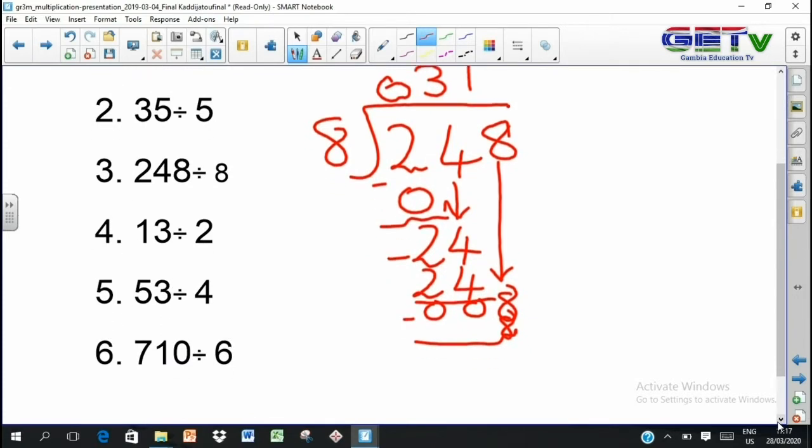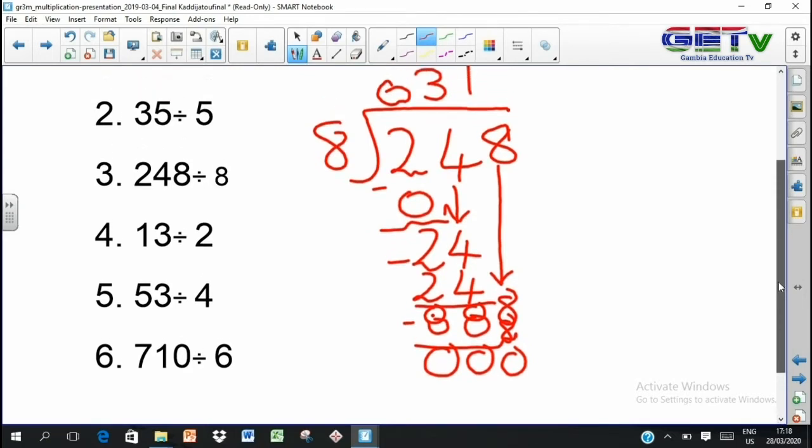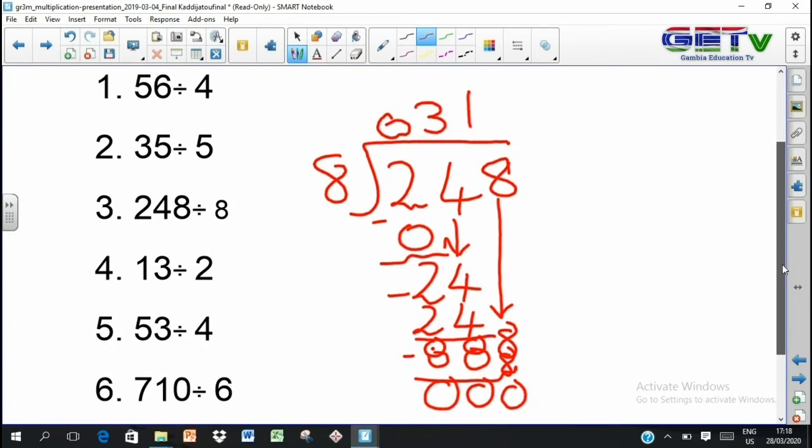Let's subtract it now. We have 0 hundreds, 0 tens, and 8 units. 8 minus 8 is 0, 0 minus 0 is 0, and 0 minus 0 again is 0. So our answer is 31. 248 divided by 8 is 31, without a remainder. We are done. Now let's go to division with a remainder.